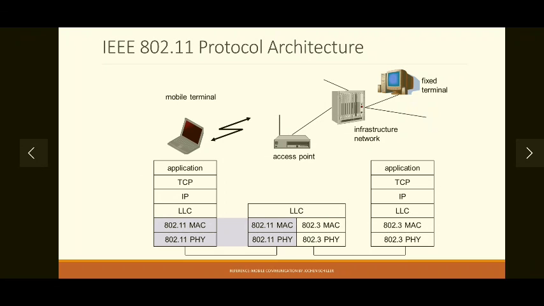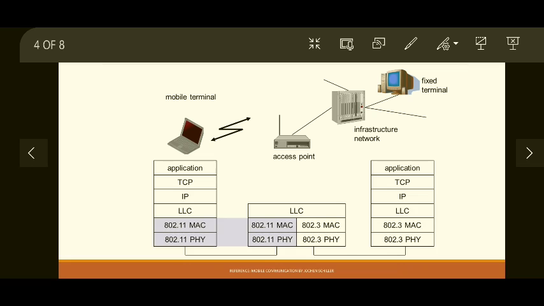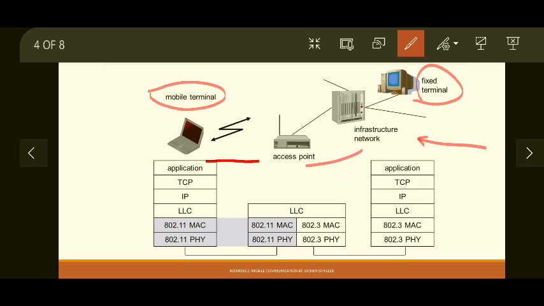IEEE 802.11 protocol architecture. Now as you can see in the diagram, here we are showing a communication between a wireless device, that is mobile terminal, and a fixed device, that is a fixed terminal. This fixed terminal is connected to the internet, and via internet through a bridge it is connected to the infrastructure network. Infrastructure network is providing one access point to which this mobile terminal can access. Okay, so this is the connection setup.